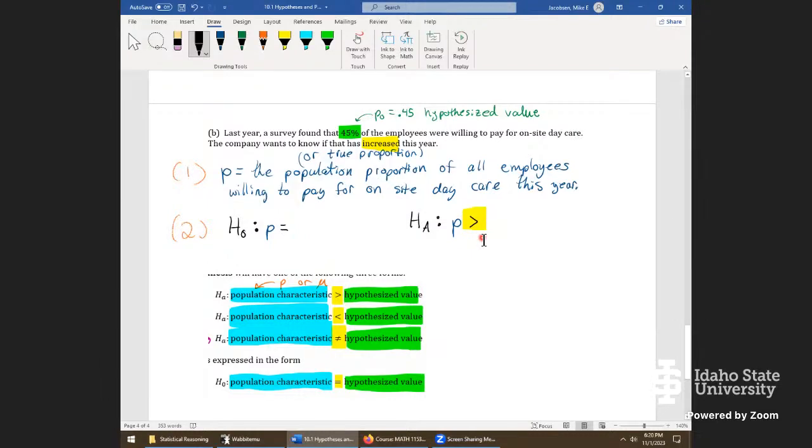Okay, good news about hypothesis testing is the alternative is the nasty one because there could be three options for what goes here, but you always put equals in this location, no matter what. Then we go to the hypothesized value and it plugs in both of these hypotheses. 0.45 here. Now, this is a statement that the proportion of people willing to pay for on-site daycare is still 0.45. Here it's saying it's gone up, 0.45.